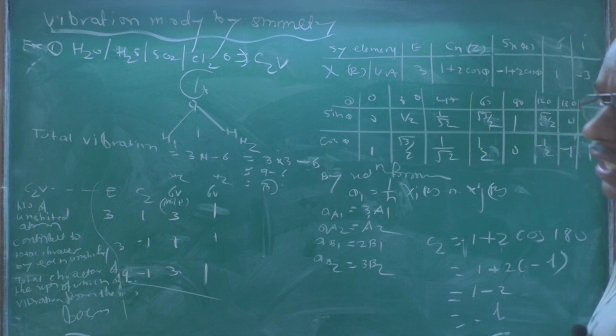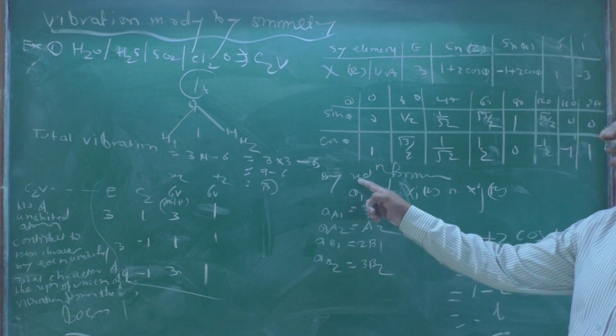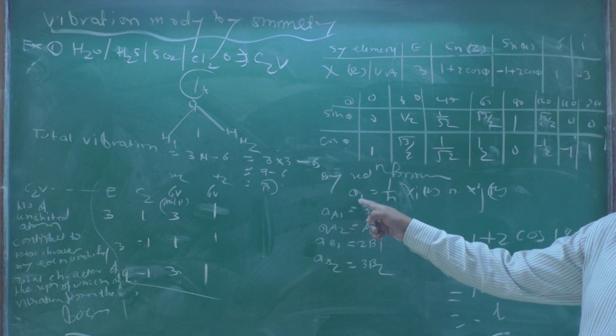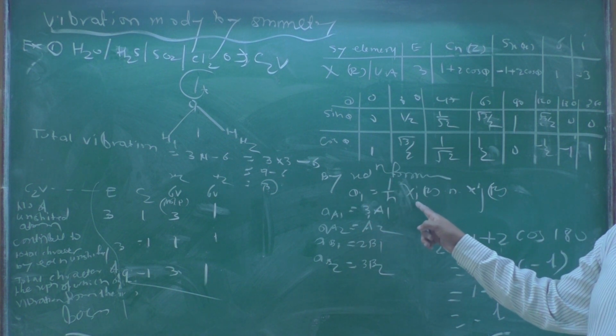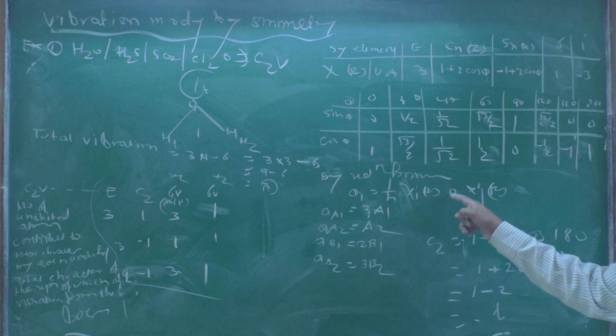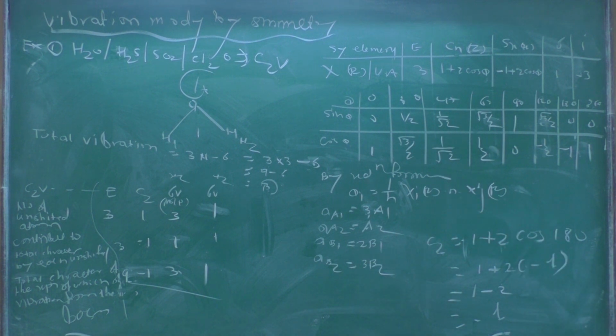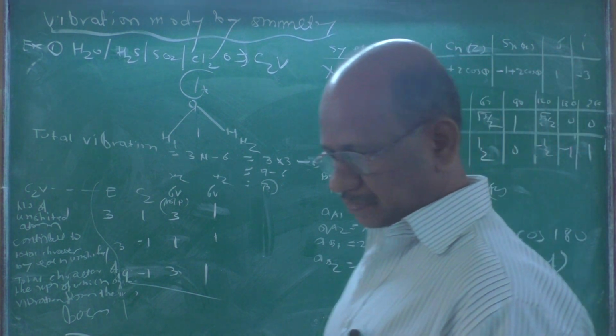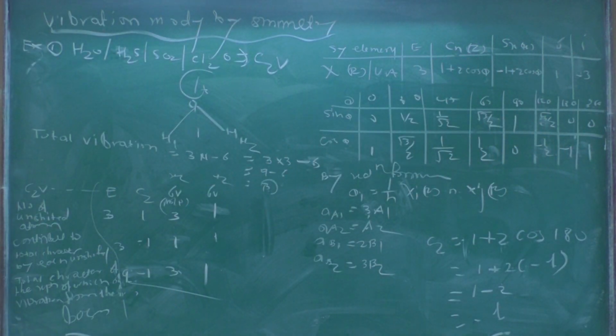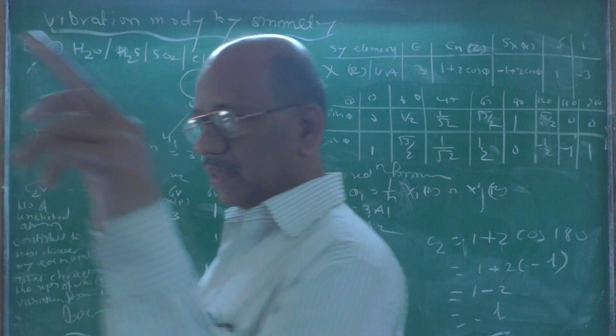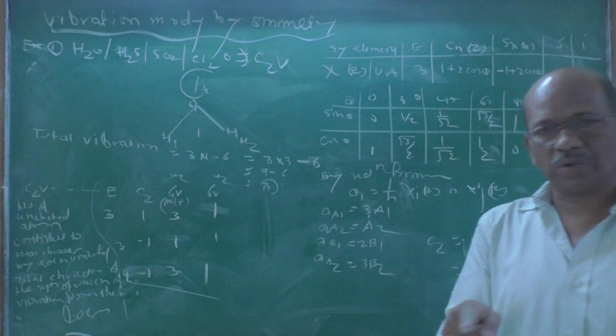Then you use the reduction formula. By the reduction formula, a_i is equal to 1 upon h, the summation of chi_r multiplied by n multiplied by chi_j_r. You find out the value of A1. The character table is provided in the question paper.